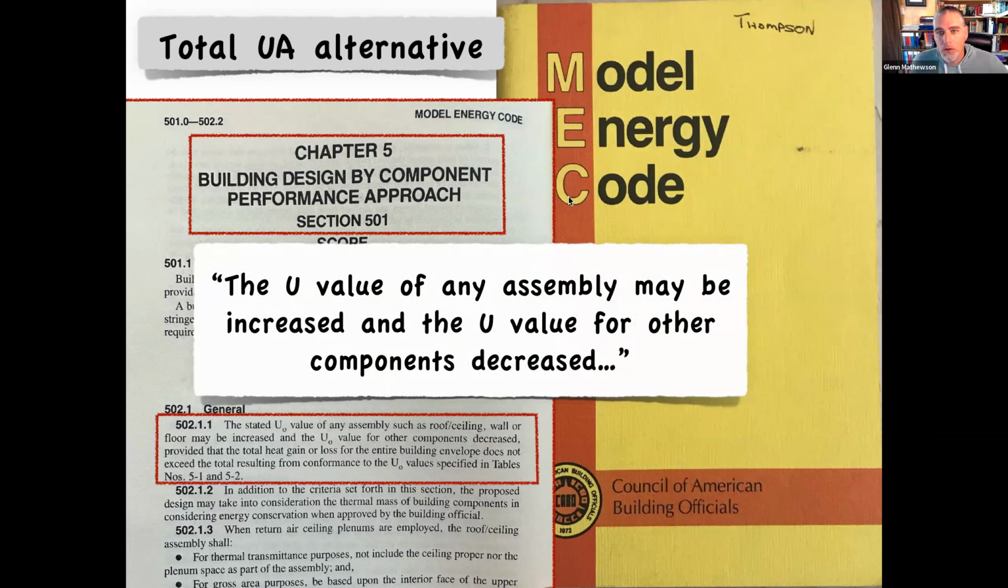You can see here from the Model Energy Code in 1983, one of the performance approach compliance methods, the U value of any assembly may be increased, and the U value for another component decreased. So this is not new. This method's been around a while, and probably because it's effective and it works to comply with code, but still give the free public as much design freedom and control that we can offer. Always trying to offer more.